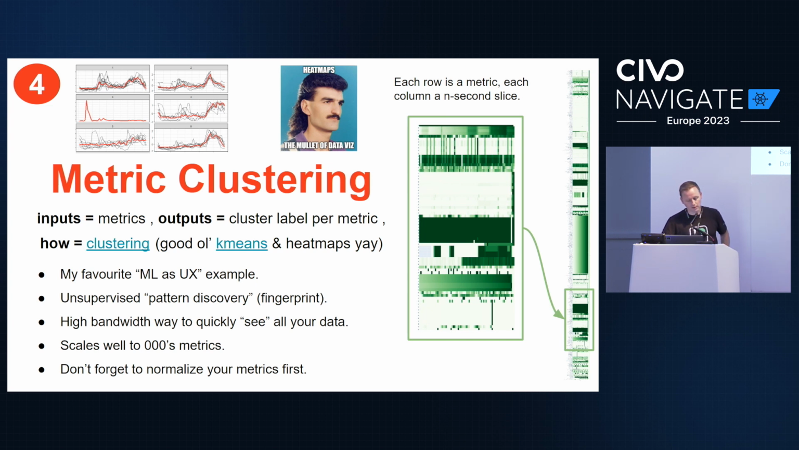There's only one little trick here, which is you have to normalize all your metrics to do this, because all these metrics are on different scales, so obviously you need to normalize them beforehand. You have to get all the data, then do the normalization, and then do the clustering. So this isn't one that you can really do in a streaming sense.